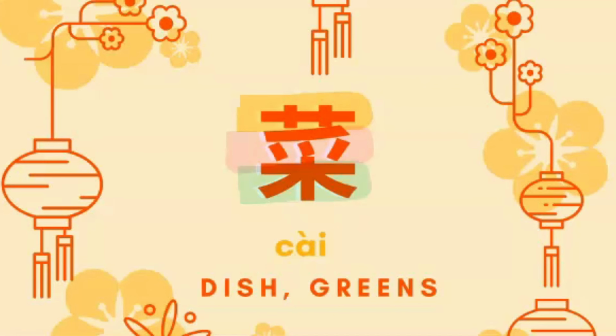So all 3 of these radicals, as you can see, indicate a hint towards the pronunciation of the character and or the meaning. So we have right here this one that means vegetable, this one that means claw, and then this one that means tree. And the whole meaning of the character is dish or greens. So you can think plants. For the claw, you can think that someone has reached to the plant to harvest whatever is growing on it.